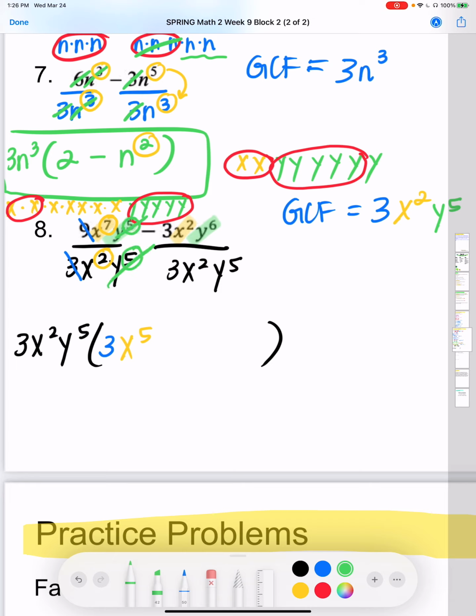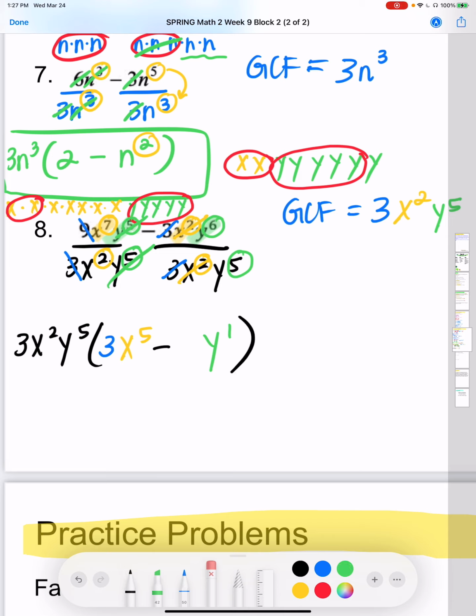Those y's are gone, so you don't have to write a y. Bring down your minus sign. 3 divided by 3 is 1, so you don't have to write it, unless you're not left with anything, then you would put a 1. But for now, I'm not going to write it. Your x's, subtract your powers: 2 minus 2 is 0. That means they're gone, you don't write an x. And then our y's, 6 minus 5 is 1, so that's y to the first power. So this is my answer. Let me bring that parentheses in so it's not so far away.